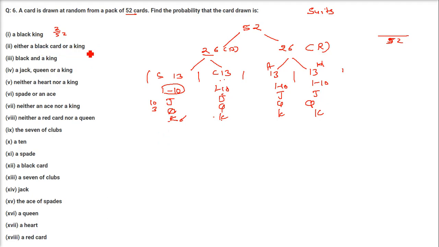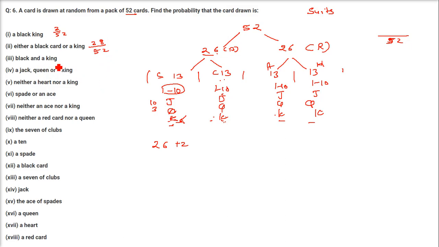Either a black card or a king. So you have a black card. How many black cards are there? 26 black cards are there. Or a king: the possibility of getting a king is 1, 2, 3, 4. But you have already taken 2 kings from here, since in the 26, 2 kings are already there. In all 4 kings are there, and you already took 2, so you will take only these 2. So 26 plus 2 is 28. 28 is the favorable cases and 52 is the denominator, the total number of cases.